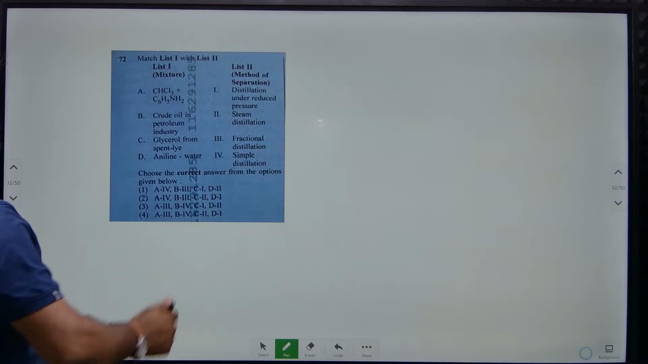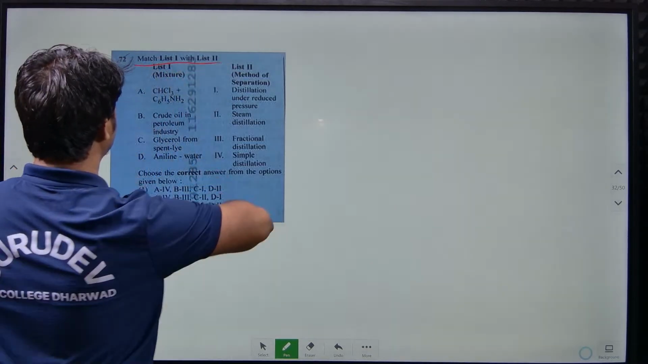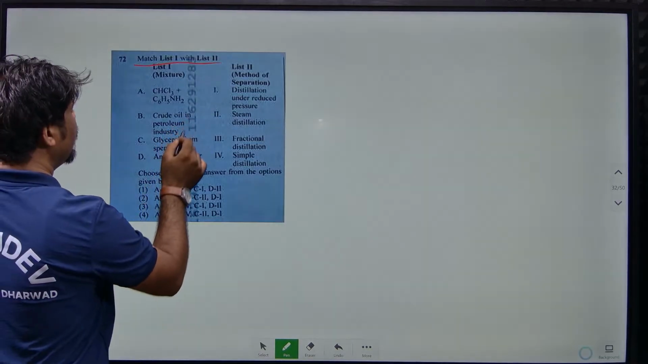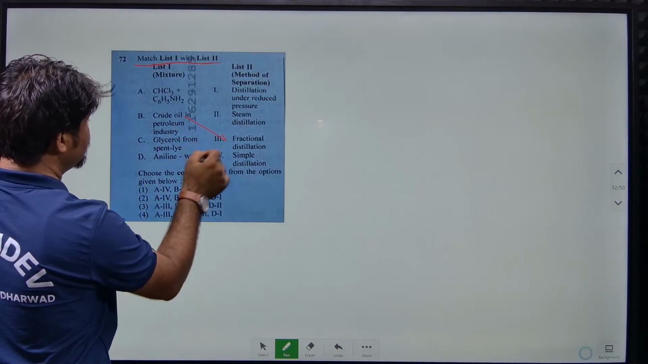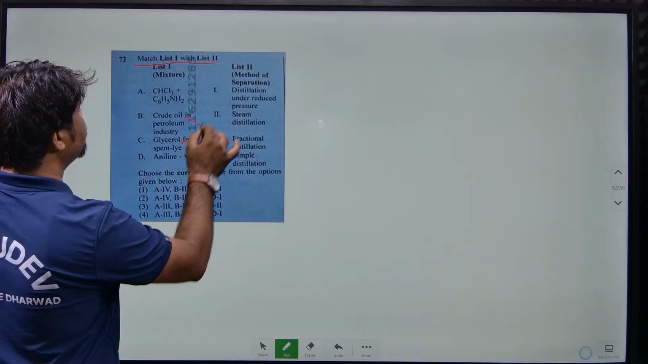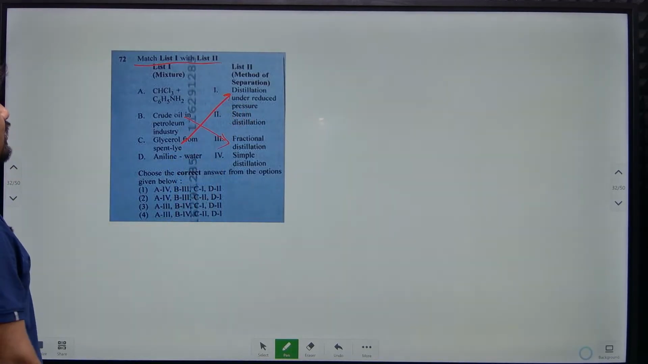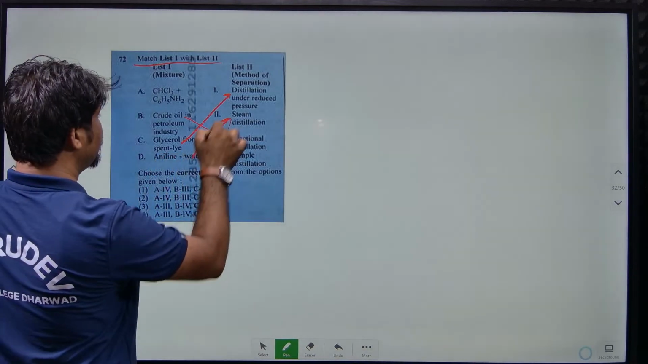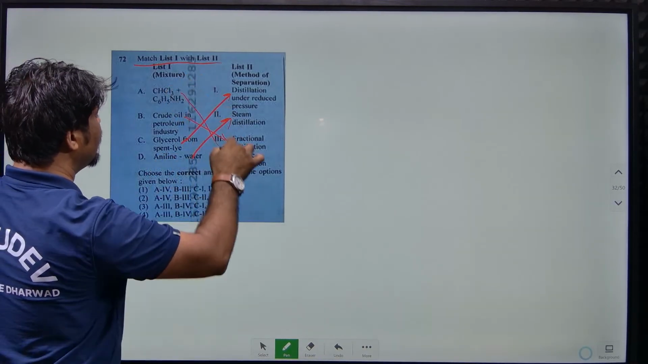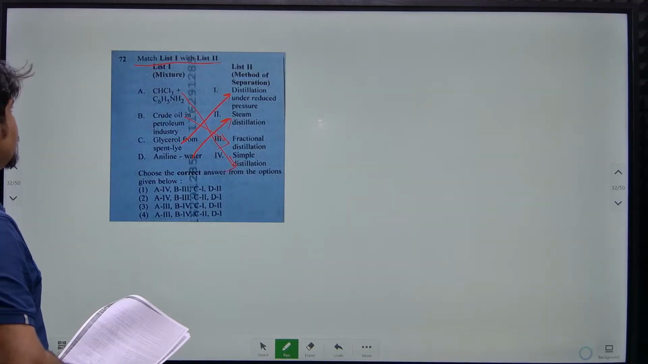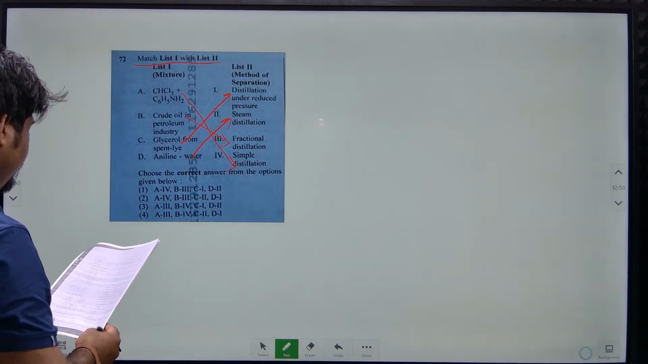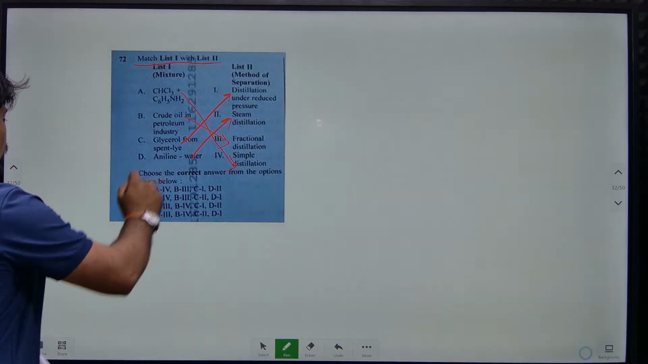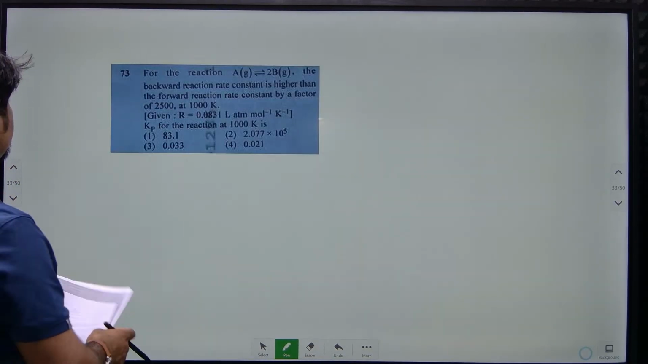Well, dear students, go to the next one. Match the column 1 with column 2. It's a very simple concept. Crude oil extract, we can get from fractional distillation. Glycerol and spent lye, we separate by distillation under reduced pressure. Aniline in water can be separated by steam distillation. Chloroform and aniline can be separated by simple distillation. So question number 72, the right answer is option 1. Well, go to the next one.